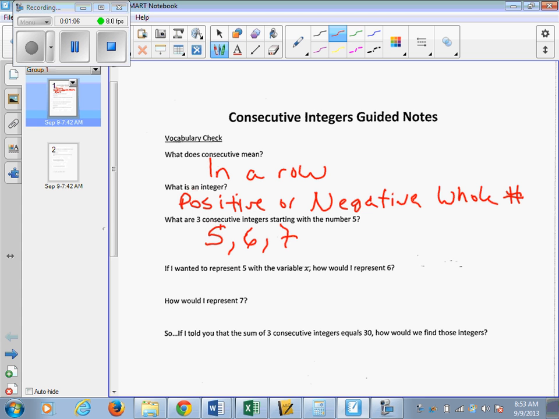So if I wanted to represent 5 with a variable x, how would I represent the number 6? 5 is x, and to get from 5 to 6, we need to add 1. So 6 would be represented as x plus 1. So how would I do number 7? X is 5. To get from 5 to 7, we have to add 2. So 7 is just x plus 2.